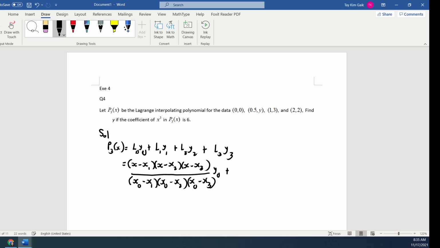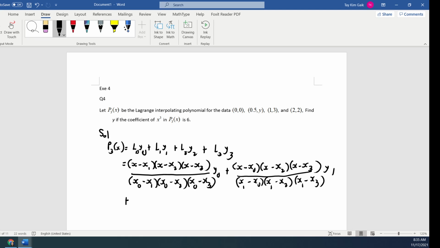Then similarly, you put down the formula for L1. L1 is minus the points other than point 1. So x minus x0, x minus x2, x minus x3, divided by, for L1, x replaced by x1: x1 minus x0, x1 minus x2, x1 minus x3. Multiply y1.